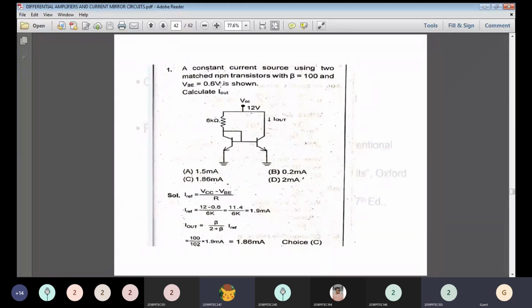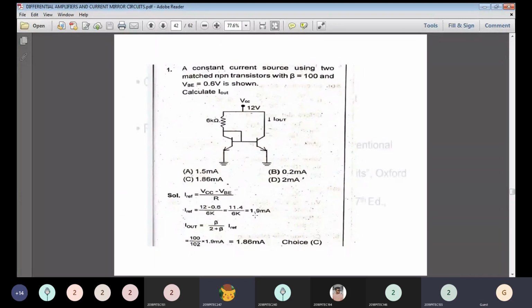If the VBE and VCE values are not mentioned, you can take 0.7 and 0.3 respectively, that is, VBE as 0.7 for silicon or 0.3 for germanium. But in this question VB is already mentioned, so 0.6 volts divided by the resistance, which is RC, the resistance across the collector terminal, 6K. So the value is 1.9 milliamps.